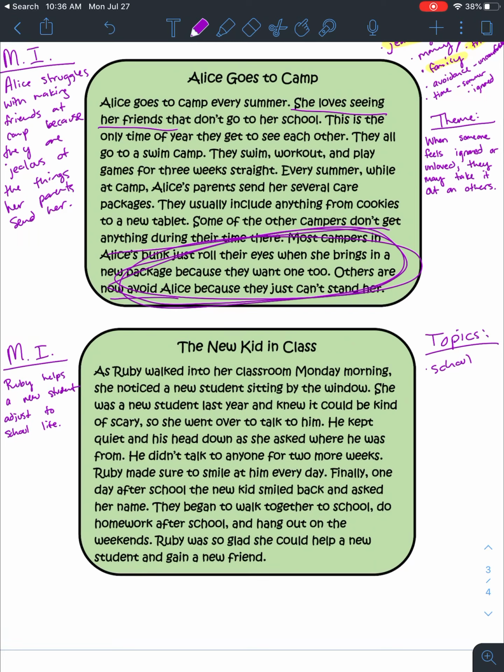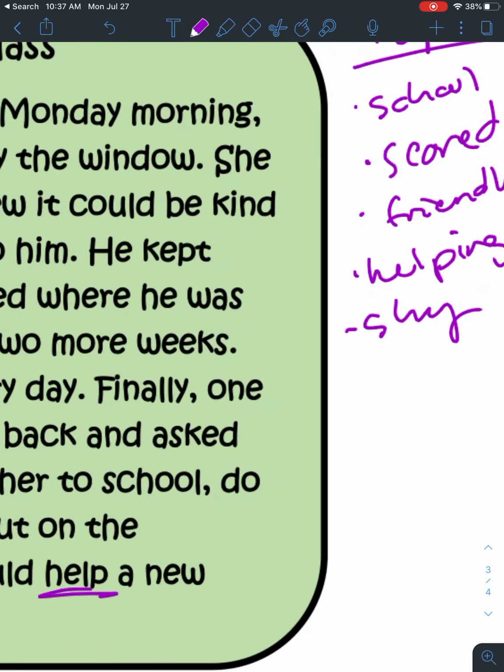We see here, I think there's the word scared somewhere in here. Oh, scary. I'm so sorry that my dog is scratching. You can hear her collar scratching there. So we can say scared, or the idea of fear. Smiling or being friendly. The idea of helping someone could be a topic for this story. And then we could also say, for this bit, maybe the idea of being shy, okay?